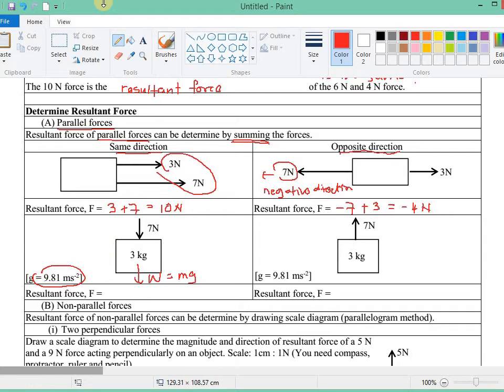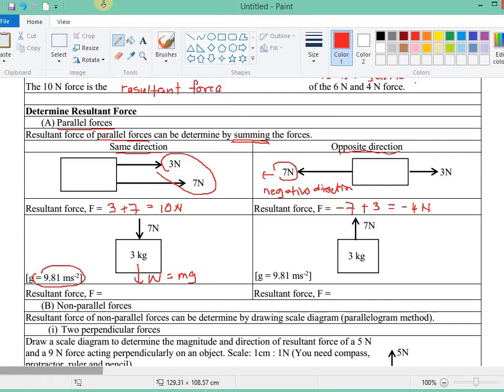Usually if the force is downward, then we take it that the direction is negative. But because both of these forces are going in the same direction, both going downward, it is not necessary to put the negative. Because if everything is in the same direction, it is not necessary to contrast to show there is a different direction. You understand what I'm saying?